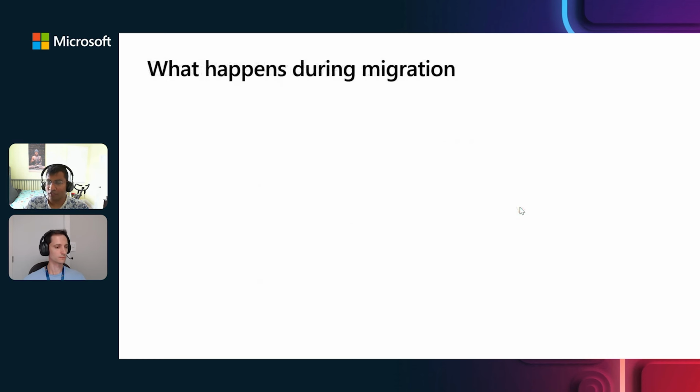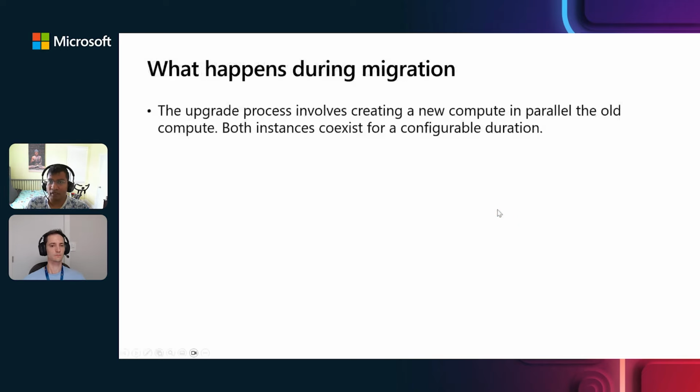So what happens during the migration, right? We said that we're just migrating the compute platform there. We're not doing any modifications to the storage layer or where the metadata is stored. So during the migration process, what we are doing is creating a new compute in parallel to the old compute. We're not touching any of the metadata there. It's just that the compute is getting created in parallel, and both the old compute and the new compute will coexist for a configurable duration. We'll talk about that a little later.